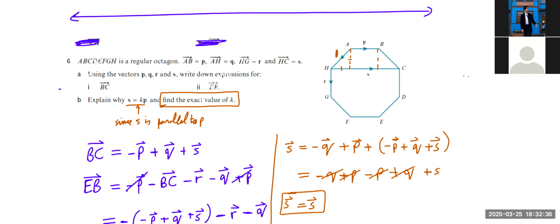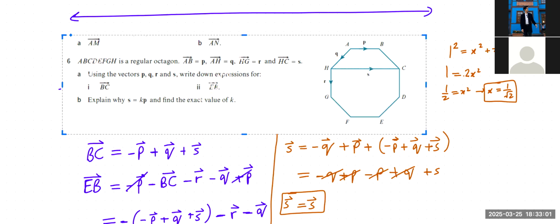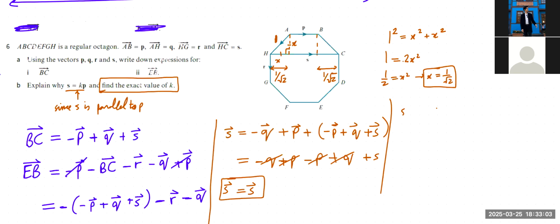I can use Pythagoras to find this length and this length. So I will say that 1 square equals x square plus x square, which leaves me with 1 equals 2x square, which leaves me with 1 over 2 equals x square, which tells me that x is 1 over root 2. Hence, I found out that this length is 1 over root 2, and so is this, therefore, right?